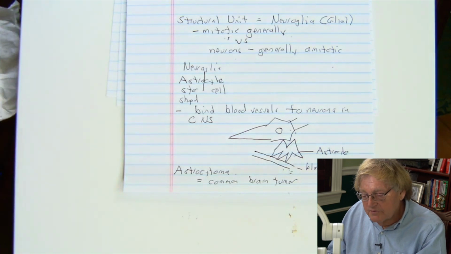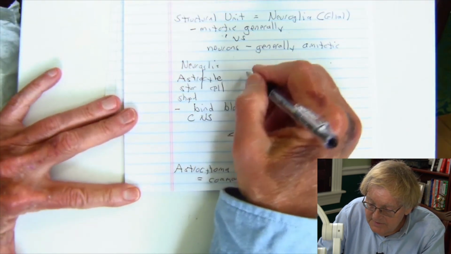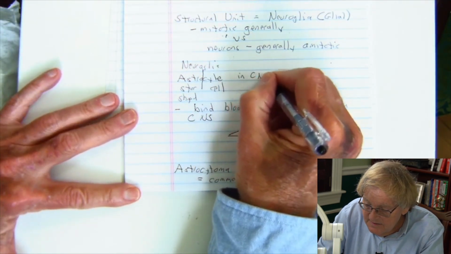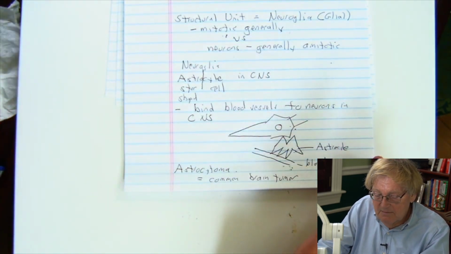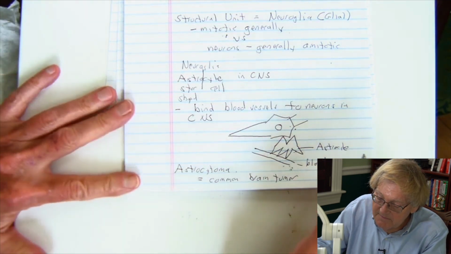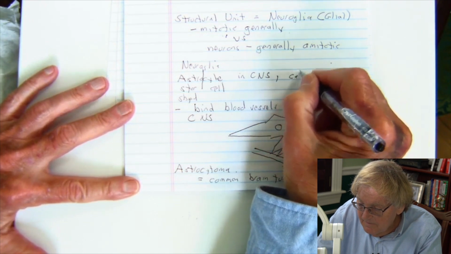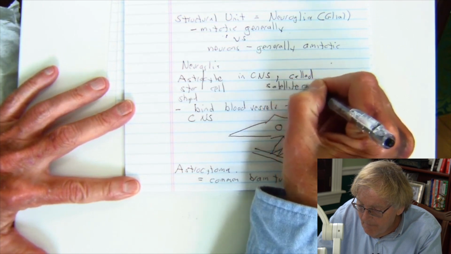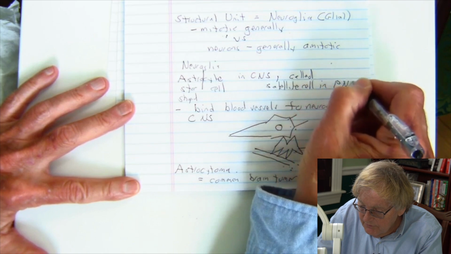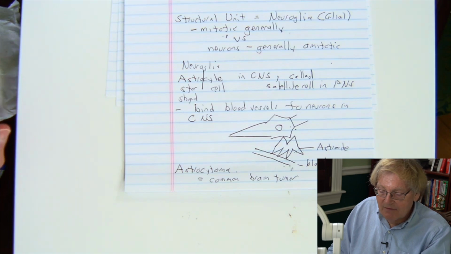Now, remember, this is in the central nervous system. So it's an astrocyte in the CNS, but the cell that's analogous to it, or basically that does the same function in the peripheral nervous system, is going to be something called a satellite cell. So an astrocyte is called a satellite cell in the PNS, or the peripheral nervous system. Okay? So that's one of the cells we want to know about, astrocyte. Let's think of another one.